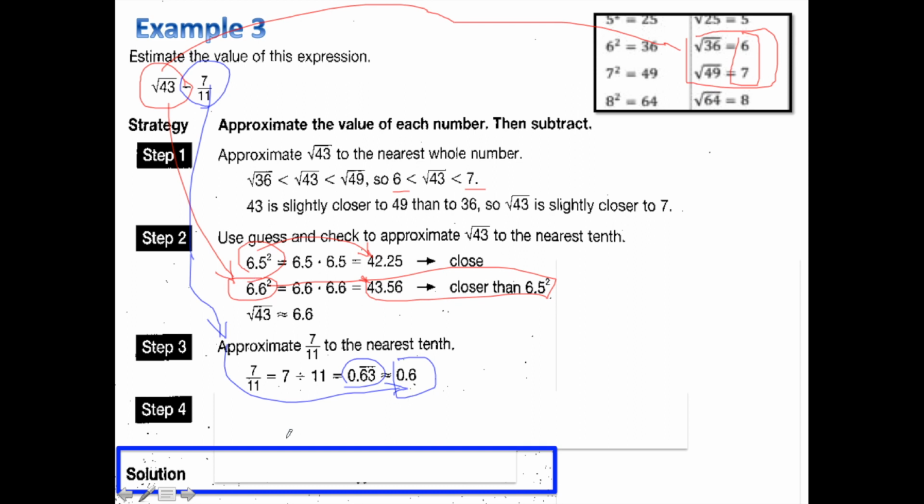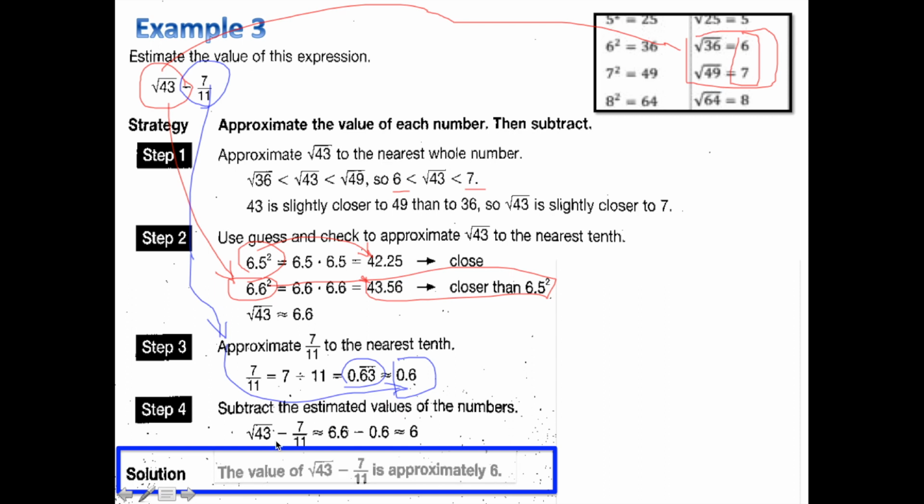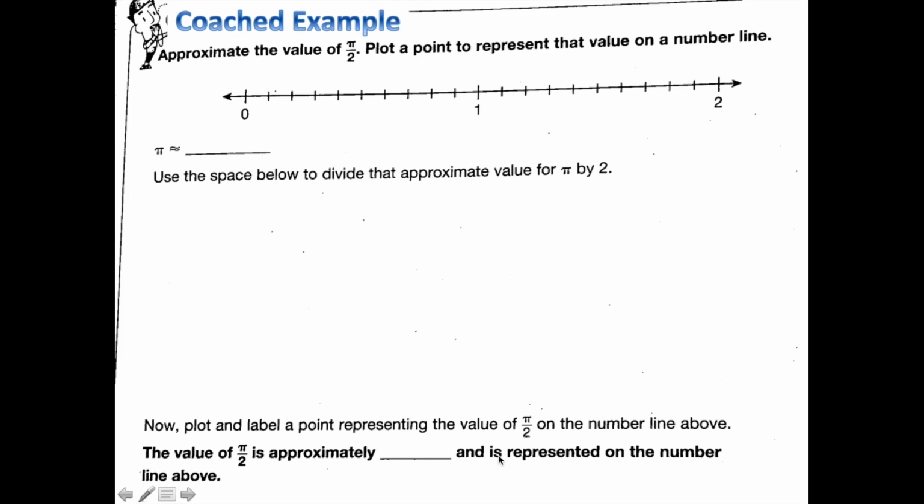We can now do the final step. We can subtract them. So you could see the subtraction here. 6.6 minus 0.6, and we get an approximate of 6. So that's our answer. Coach example.